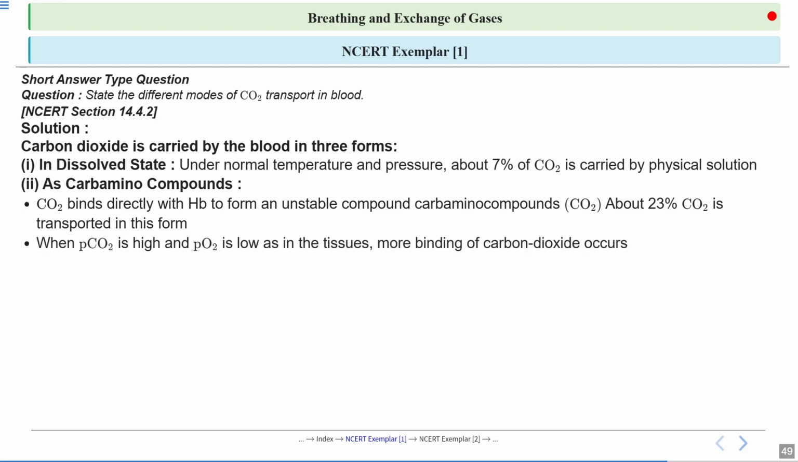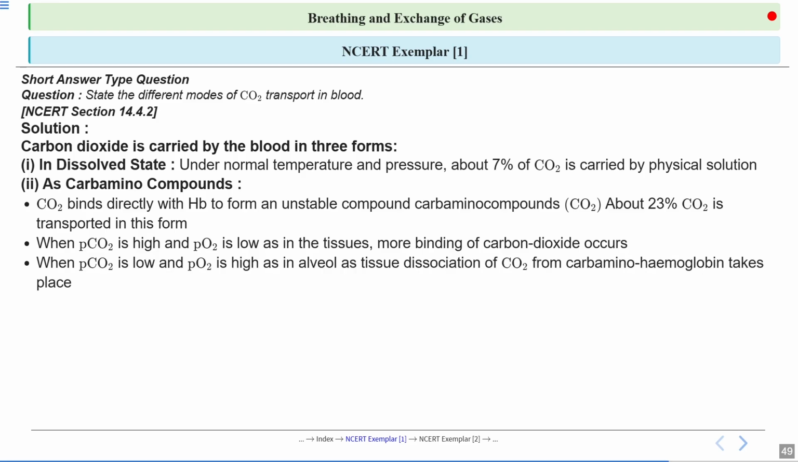And when the partial pressure of carbon dioxide is very high and the partial pressure of oxygen is low, as in the tissue, more binding of carbon dioxide occurs. And when the partial pressure of carbon dioxide is low and the partial pressure of oxygen is high, as in the alveoli, dissociation of CO2 from carbaminohemoglobin takes place. In this way, HbO2 plus CO2 is there. So O2 is given, and with the hemoglobin, carbon dioxide gets combined.